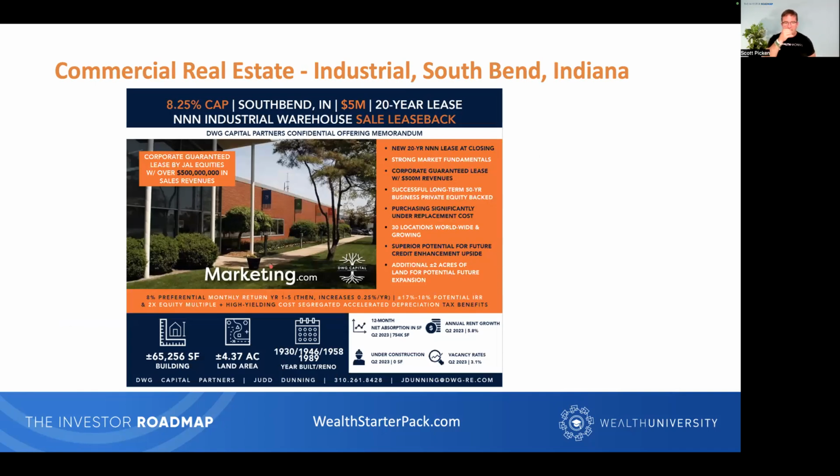It's an industrial deal in America. It's got a 20-year lease in place, and the tenant is earning $500 million in revenue. So very, very strong tenant.